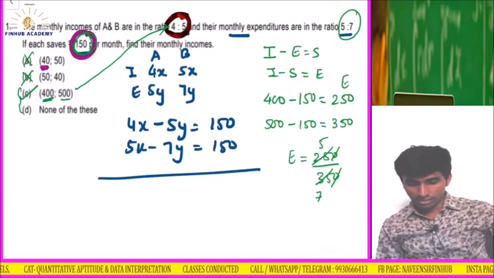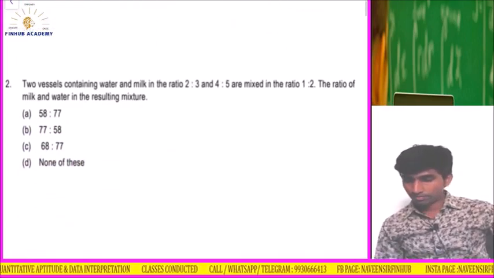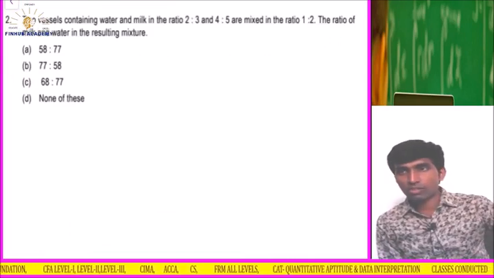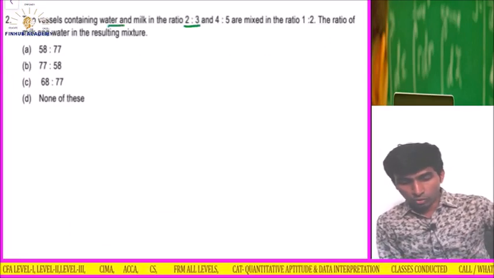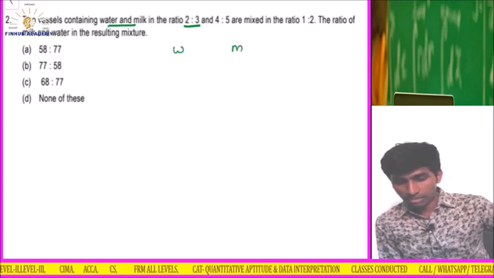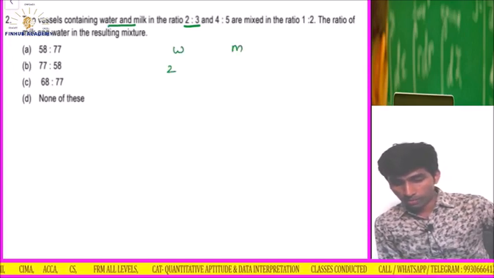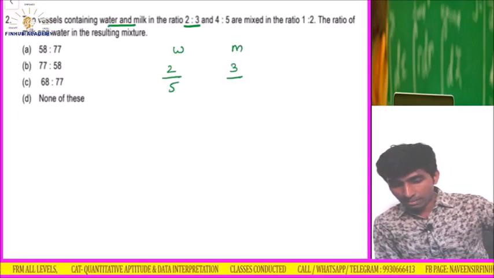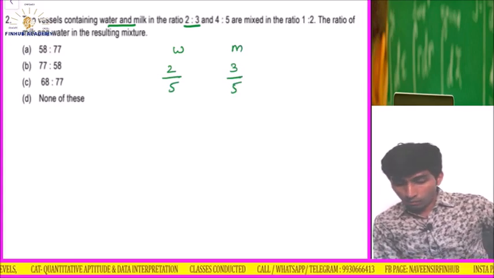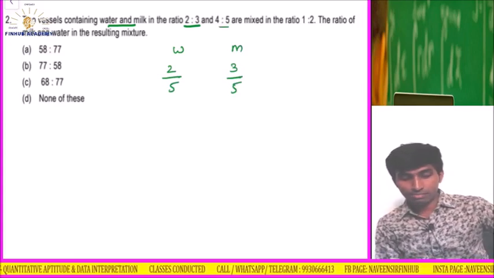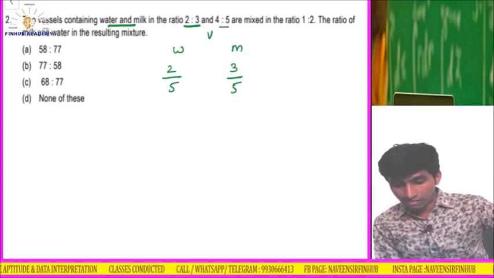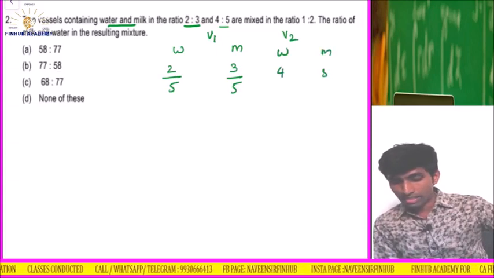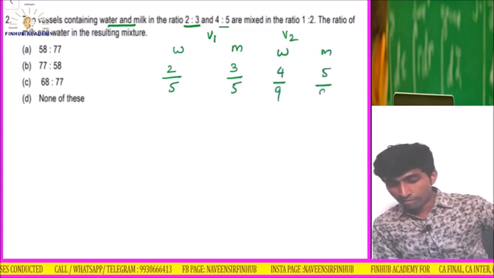So let's go to the next question. Okay, see the question. Two vessels contain milk and water. In the first, the ratio of water and milk is 2:3. That means 2/5 is water and 3/5 is milk. This is vessel 1. There is one more vessel where I have water and milk in the ratio 4:5, meaning 4/9 is water and 5/9 is milk.